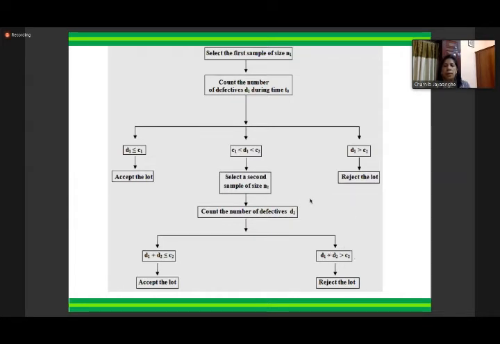So now you can understand. So in the second double sampling plan, no chances after analyzing the second lot. Right.